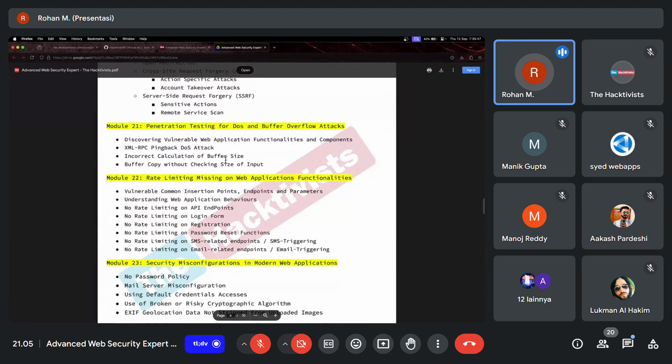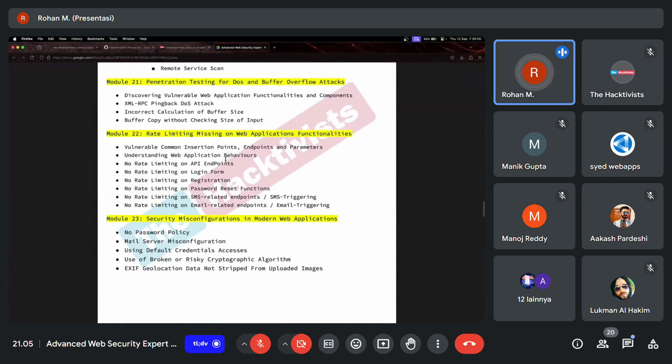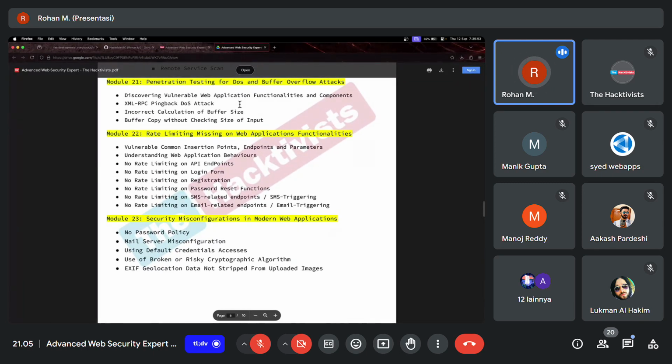Then from module 21, that is 21, 22 to 23, as a bug hunter, these may not be of that much importance to you, because in most cases, testing for DoS, DDoS, or no rate limiting is out of scope for a bug hunter. But as a pen tester, these are quite important, especially as an internal cybersecurity team member. These vulnerabilities play a crucial role in the confidentiality and the availability of your application. So modules 21, 22, 23 cover some more of the common security issues that you will be finding in the web applications that you are associated with.